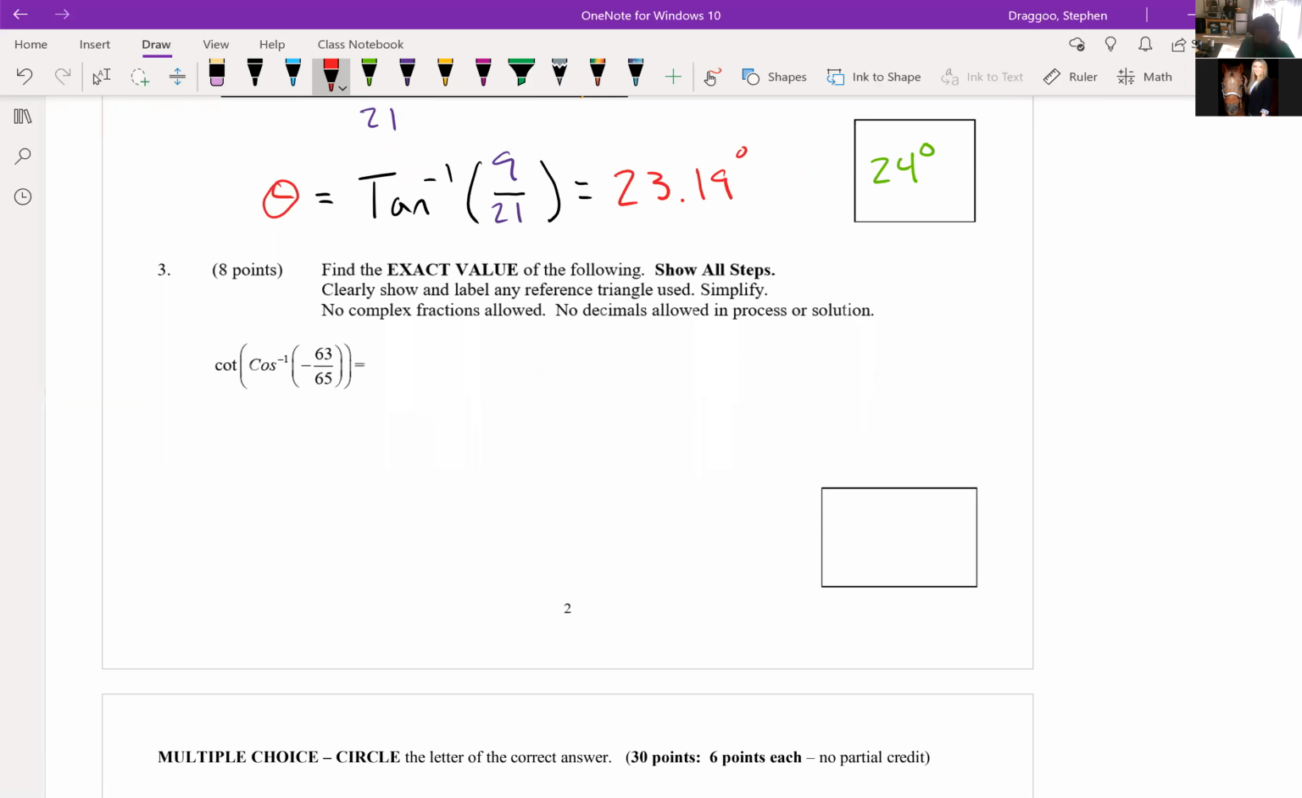Okay, let's look at problem 3. We have the cotangent of the cosine inverse of negative 63 over 65. So let's talk about what's going on right here. The cosine inverse of a number, right? Anytime we're taking the cosine inverse of something, our result should be an angle. So we take some number, negative 63 over 65, get its cosine inverse.